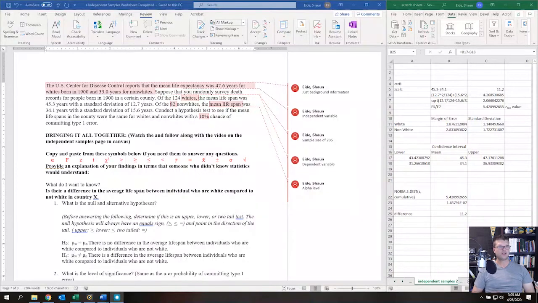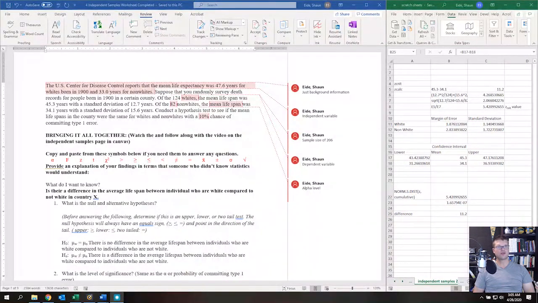This lecture is going over the independent samples worksheet, the second question on the worksheet. This particular question is about the 1900s with the U.S. Center for Disease Control. In the 1900s, we only recorded two different ethnicities. You were either white or non-white, due to the prevalence in the United States of white individuals as compared to non-white individuals.